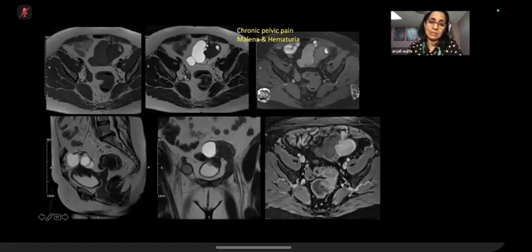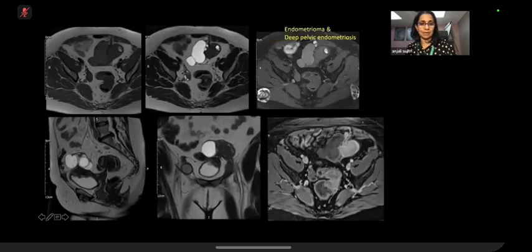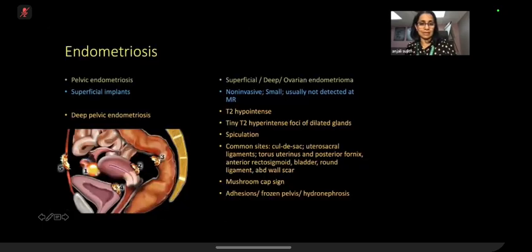Endometriotic plaques typically on T2 are of very low signal. Characteristically, these are very low signal, and they cause adherence, the tethering of the bowel loops. They cause spiculation. And the most common sites of involvement are the posterior bladder wall. I'll go to the next slide, so that will be more clear.